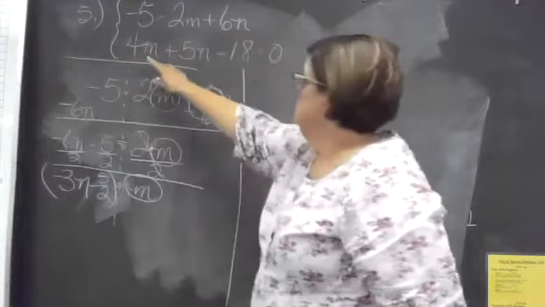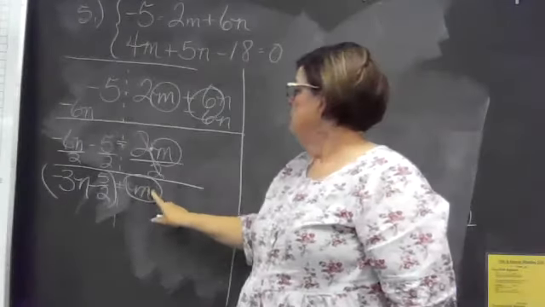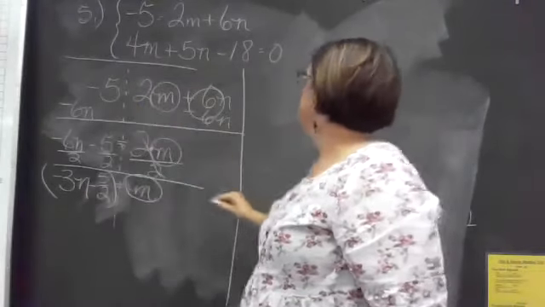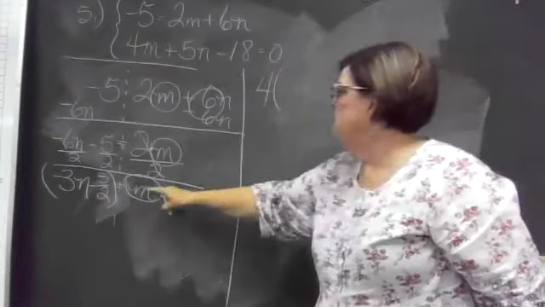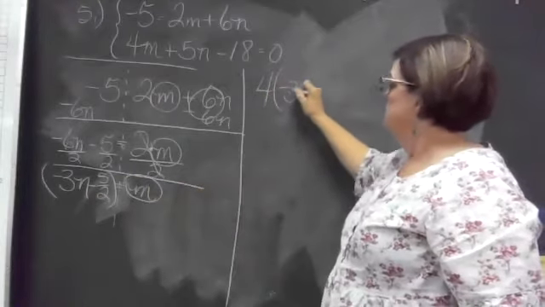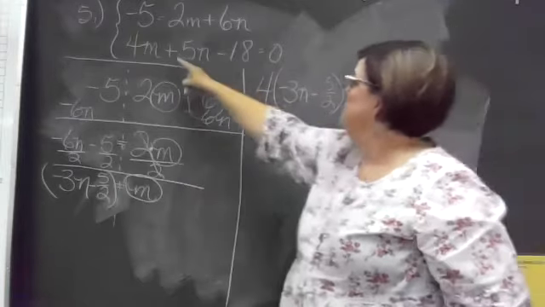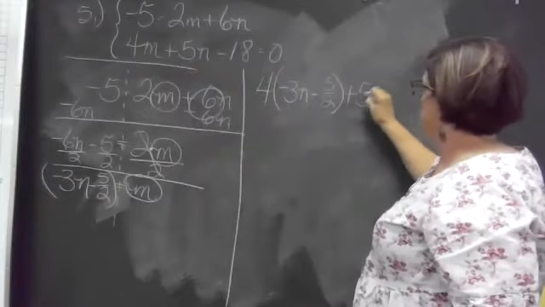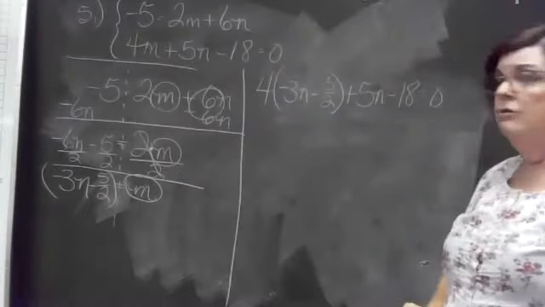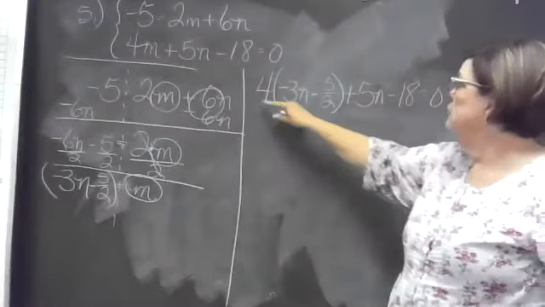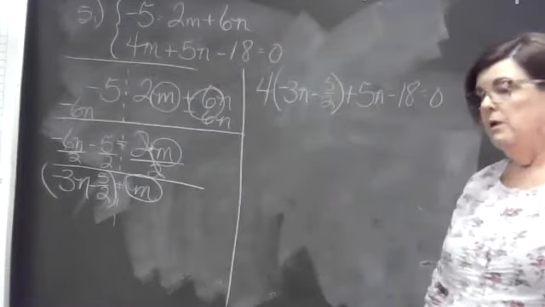So I'm going to take the second equation, write it down just like it is, except when I come to the m, I'm going to substitute this information in here. Substitution. So 4, but here's an m, and m is equal to that stuff, plus 5n minus 18 equals 0. Okay, if you notice, the whole reason that we substitute is so that we'll have only one variable. We only have n's in here. This is the only way that we can solve this.